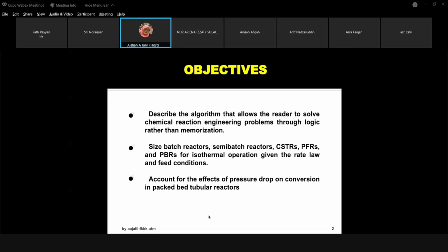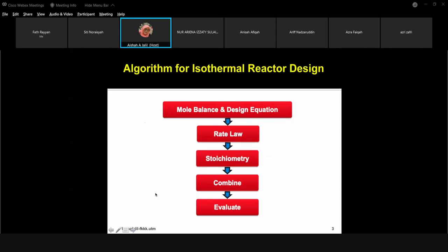And then the last one, what I said before, you have to account for the effects of pressure drop. For example, P naught or the initial pressure is 10. When you carried out the reaction, the pressure will drop, less than 10. So what happened to the X in packed bed reactor? This is for the catalytic reaction. Usually the pressure drop occurs in catalytic reaction, packed bed PBR. Then okay, this is the flow chart.